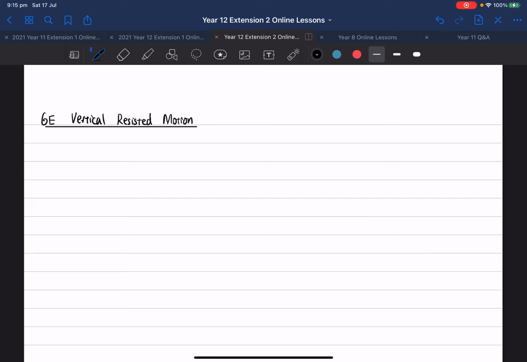Okay, so what's the difference between vertical resisted motion compared to horizontal resisted motion? A little revision for the horizontal resisted motion here. If you just look at this object moving towards the right-hand side, the only forces acting on the object, apart from the gravitational force and the supporting normal reaction force, but remember we don't really talk about those, there are only two forces: the force applied to the particle or the object.